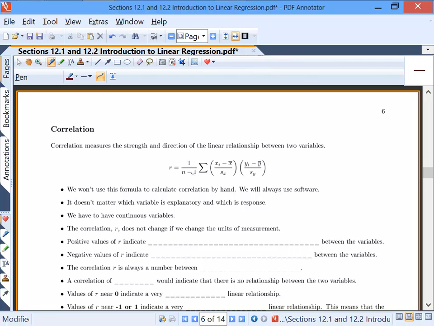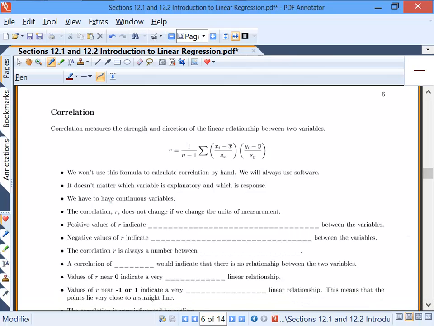For correlation, it doesn't matter which variable is explanatory and which one is response. Correlation can't tell the difference. Notice it's because multiplication is commutative, so it doesn't make a difference in the formula. Also, we have to have continuous numerical random variables. This isn't going to work for categorical variables. It needs to be continuous. The correlation r does not change if you change the units of measurement. So if we change from pounds to kilograms, it won't affect our correlation, which is really nice.